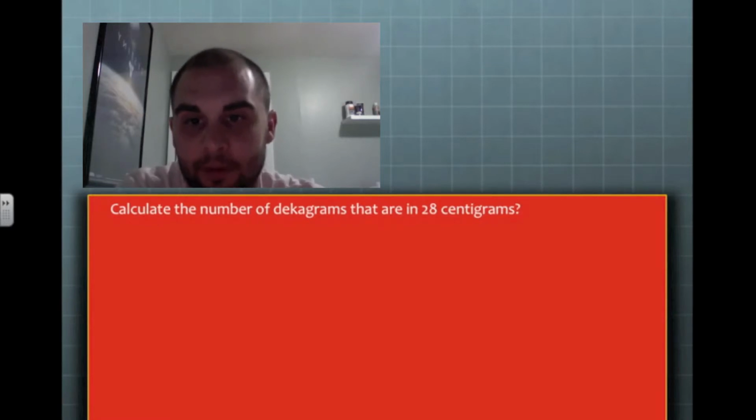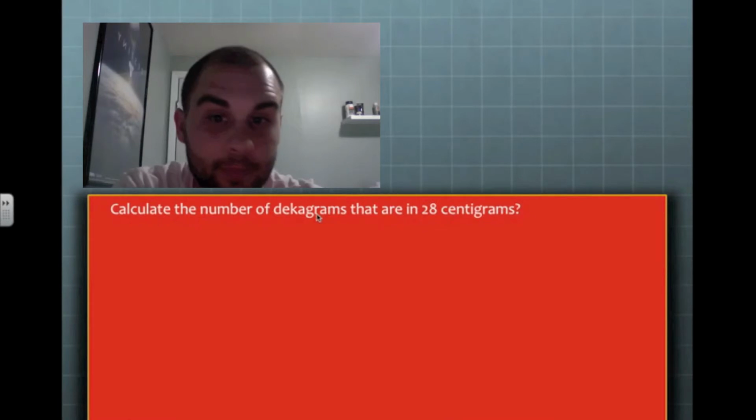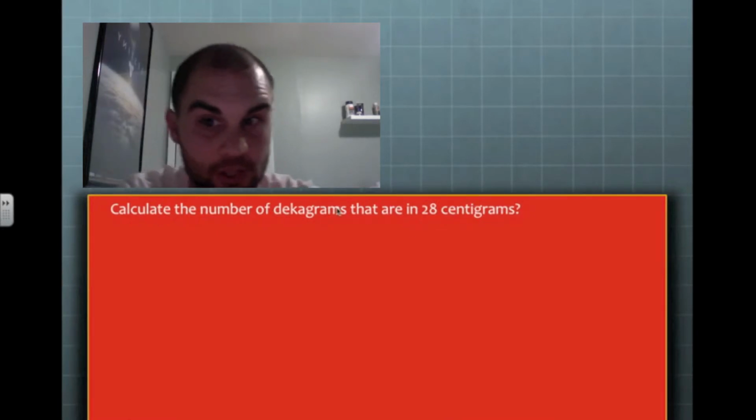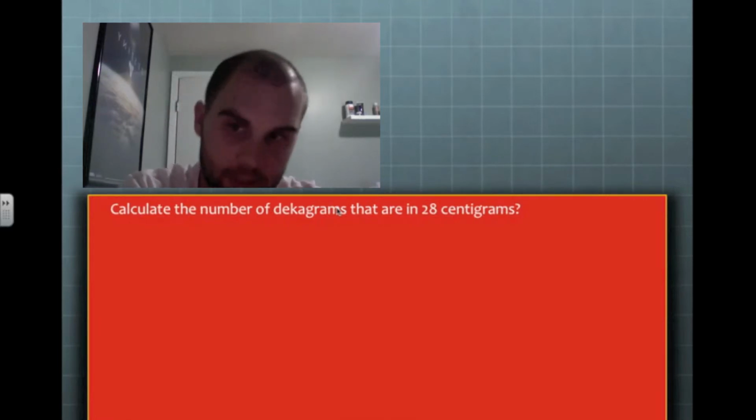This one's a little bit different. The ones before, we've been going from bigger number to smaller number, or from bigger unit to smaller unit. Now we're going from smaller unit to bigger unit, so it's going to change some things, especially when I write my fraction. So pay attention to that.